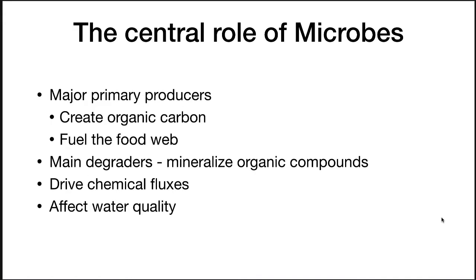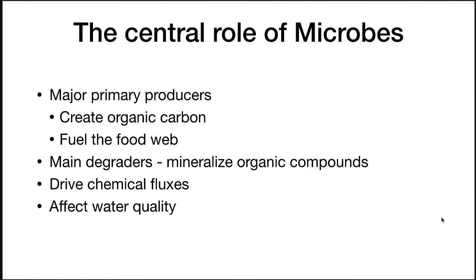Microbes have a central role in aquatic environments. They are major important primary producers. Yes, you get some contribution from aquatic plants. Yes, you get contributions from the land around the lake. But the bigger the lake is, the more important the primary producers, purple bacteria, green bacteria, and cyanobacteria are. They create organic carbon and they help fuel the food web.